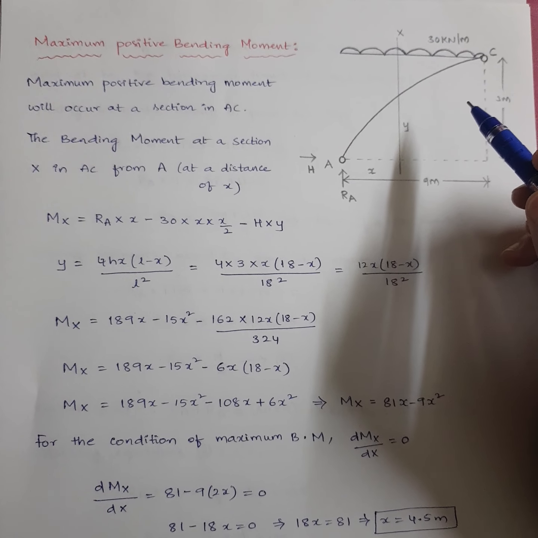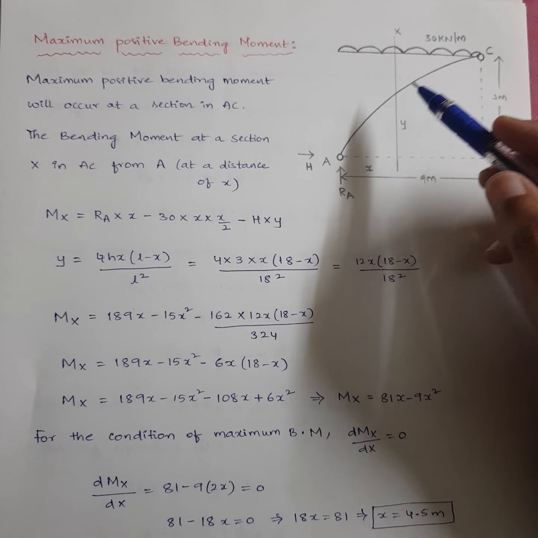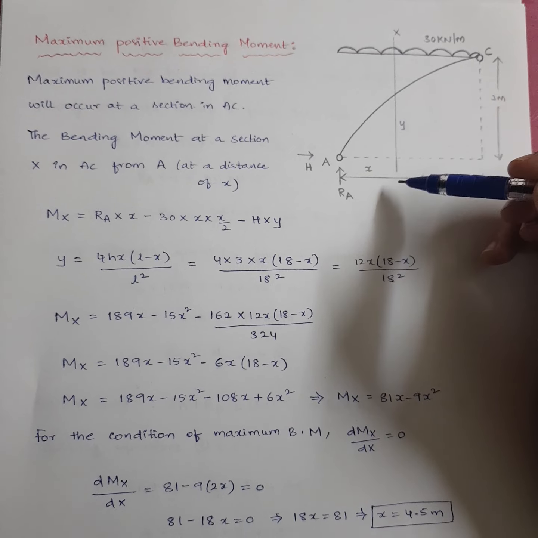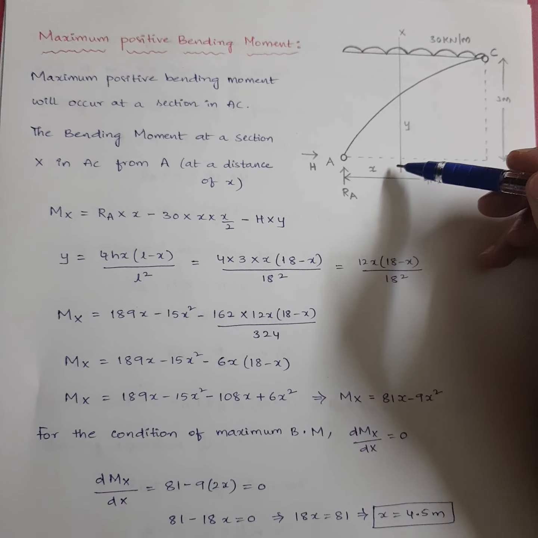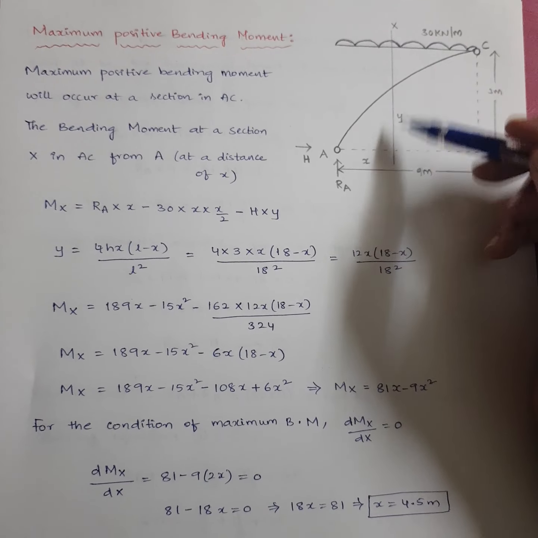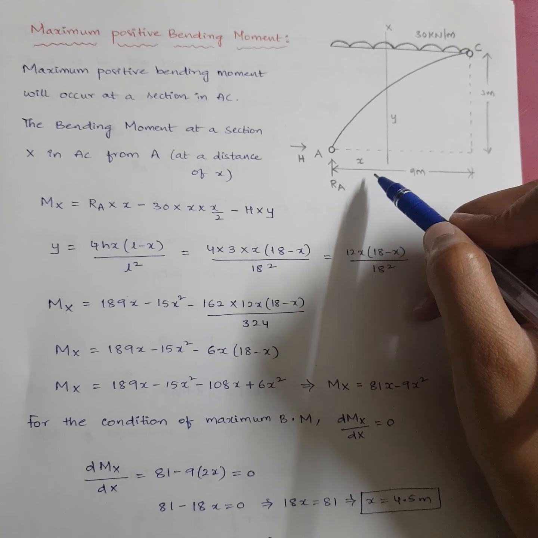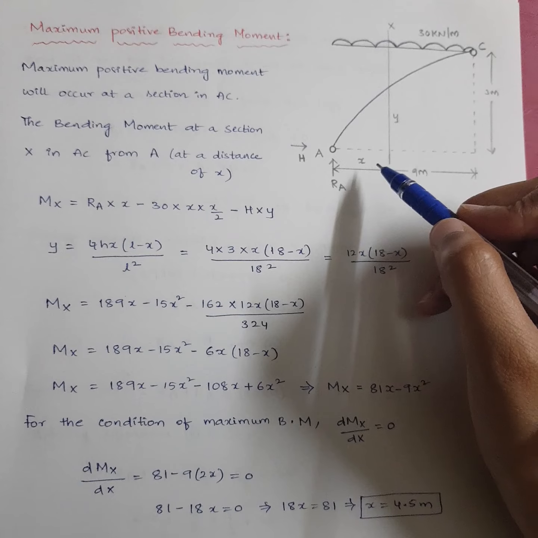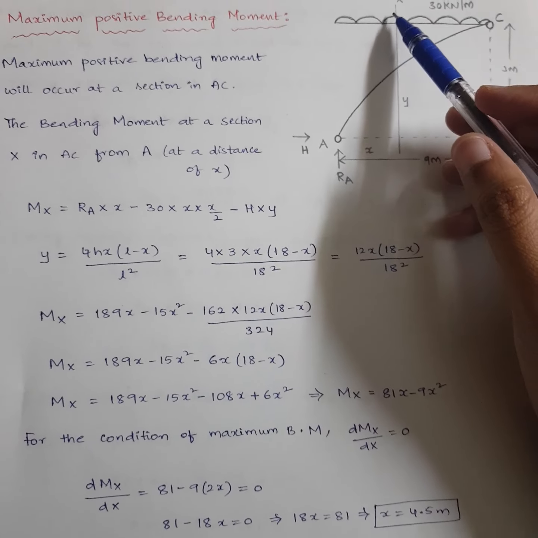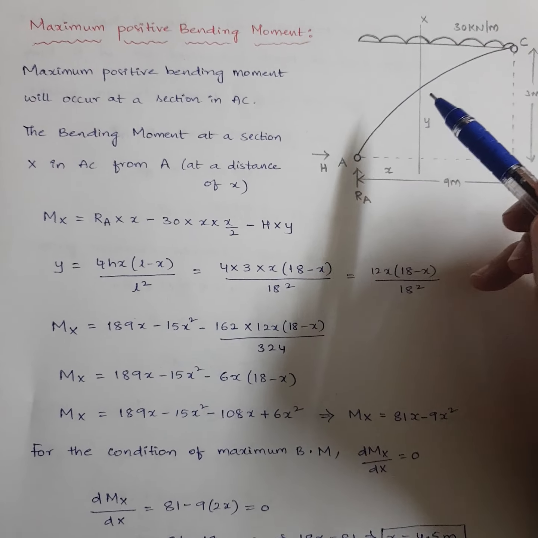Now what I will do is I will take a section at a distance of small x from support A. I'm taking a section capital X which is at a distance of small x from support A. Now I will try to determine the bending moment at this section X. So what will be the bending moment at section X?